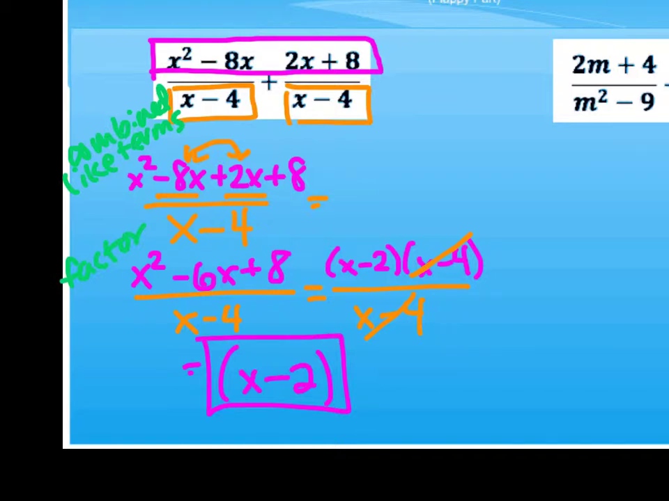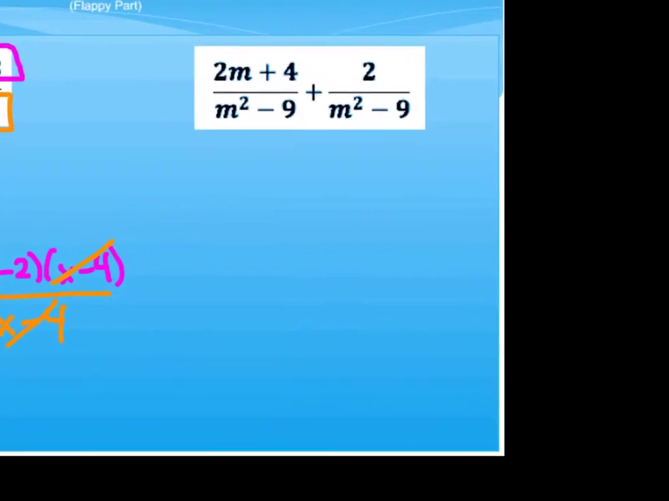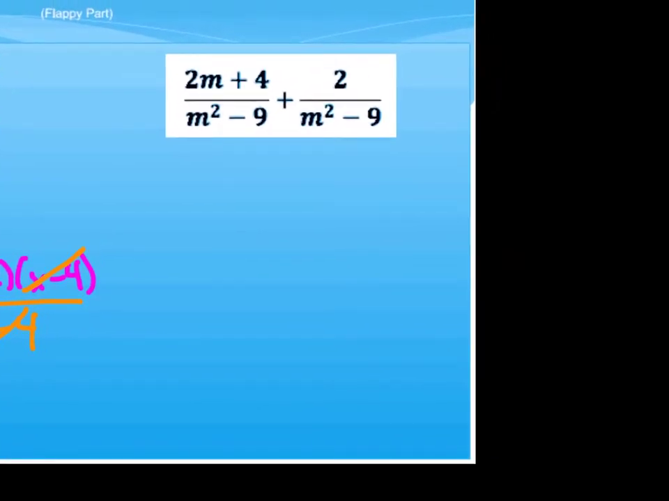Awesome. Let's go through and do one more problem like this. We have 2m plus 4 over m squared minus 9 plus 2 over m squared minus 9. Common denominator, as we can see, is this m squared minus 9. So we're going to have that there, and we need to just combine like terms. Like terms are the 4 and the 2. So we have 2m plus 6 on top.